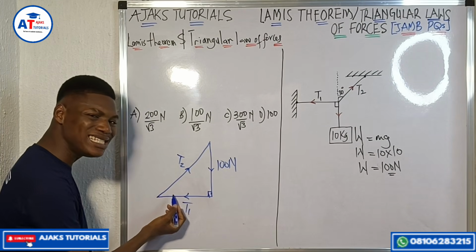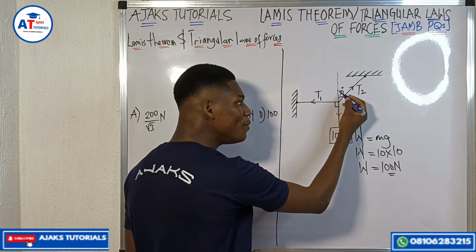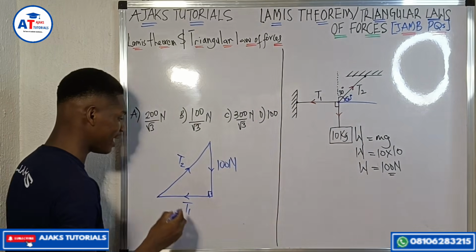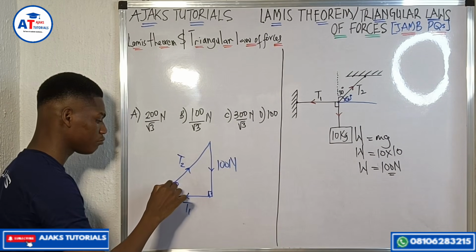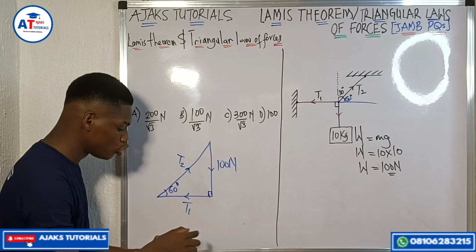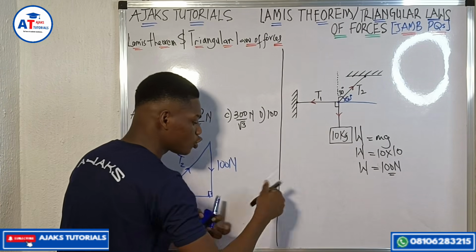Don't go and put 30 here. You have to be careful. The angle between T2 and horizontal is 60. Do you understand? So 60. That is all. So how can I find my T1? So class.